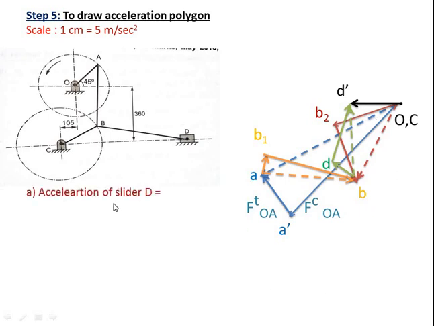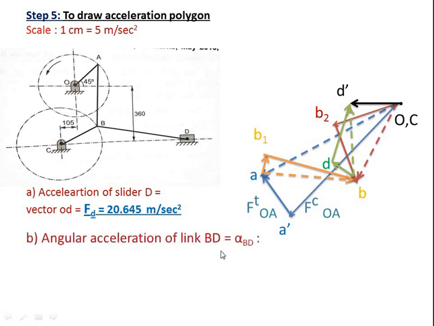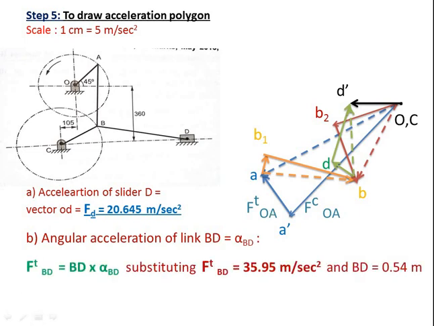So in this way, we can complete the acceleration polygon. Now it is asked to find the acceleration of slider D. So measure vector OD, multiply by scale, and it will give you the acceleration of slider D. Then it is asked to find the angular acceleration of link BD, that is alpha. To find it, we know the relation between angular acceleration and tangential acceleration, that is Ft equals BD into alpha BD. Ft equals R into alpha.